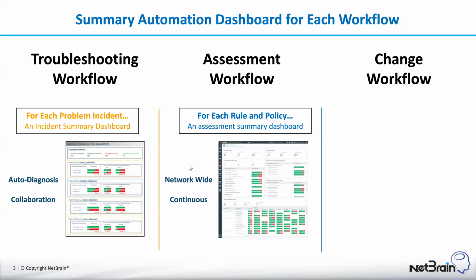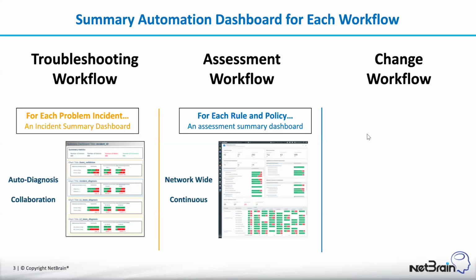Next is the assessment workflow. For each rule and policy in your network, whether that's security-based or operational, we can create a dashboard and use NetBrain's automation to continuously assess these rules and policies network-wide. So not just on one map or one site, but every single Juniper router in the network, we can assess its BGP stability, for example, and we would be alerted or see the reds in the dashboard when neighbors change states or something of this nature.